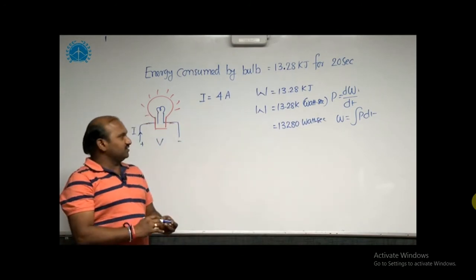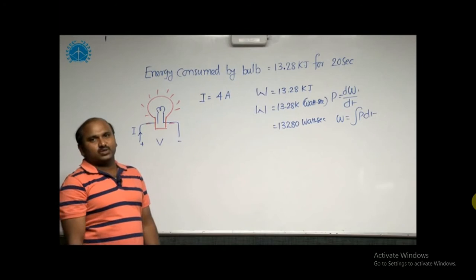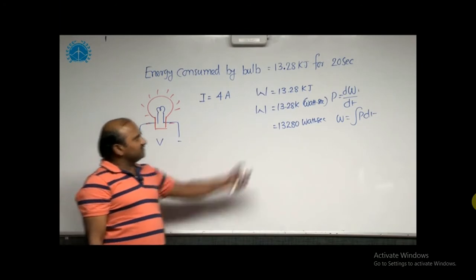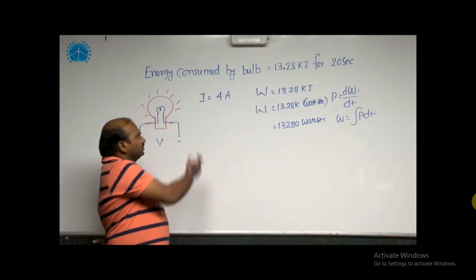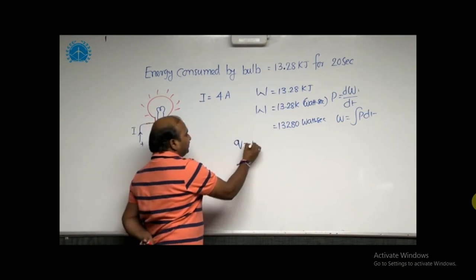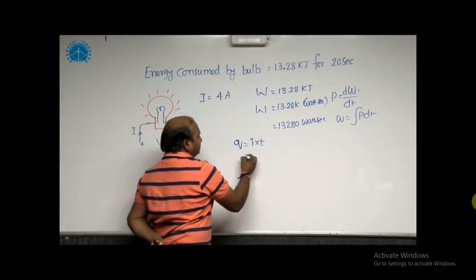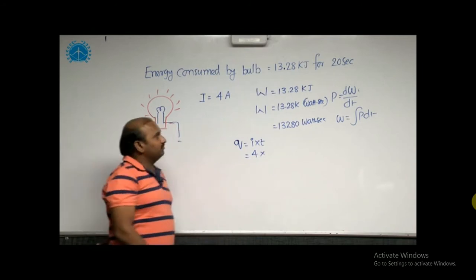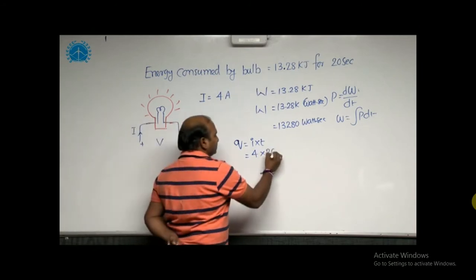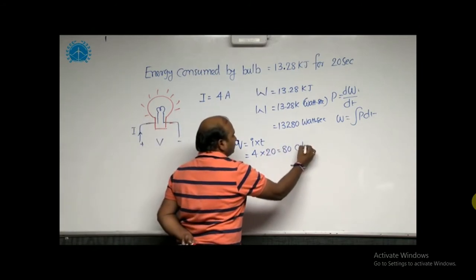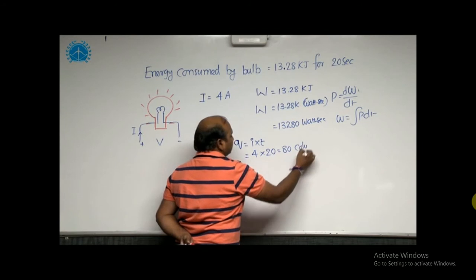To define that voltage we need to take the total charge. To obtain the charge within the given time, using the current, I can estimate the charge Q equal to I into T. That is, 4 amperes current is passing through the bulb for 20 seconds. Then we have 80 coulombs of charge.